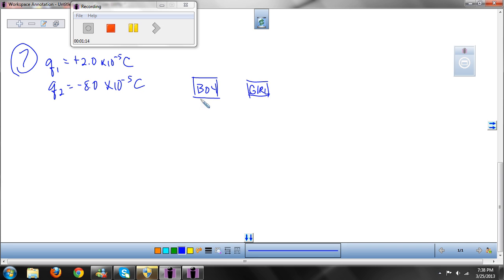They're separated by a distance of 6 meters. But they're boyfriend and girlfriend. That's about 18 feet. Oh, that's pretty far. Want to find the force.